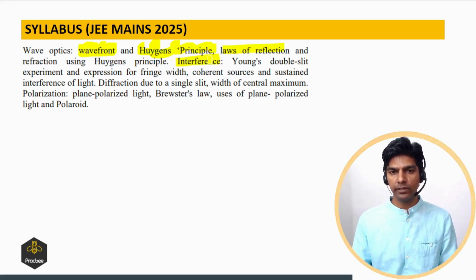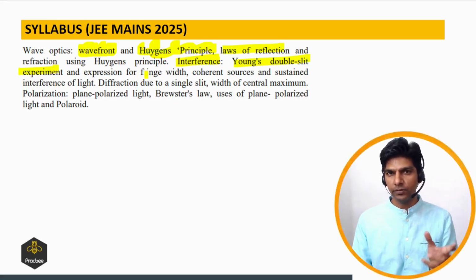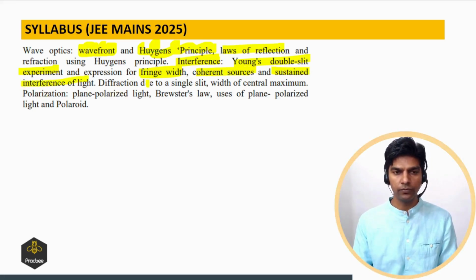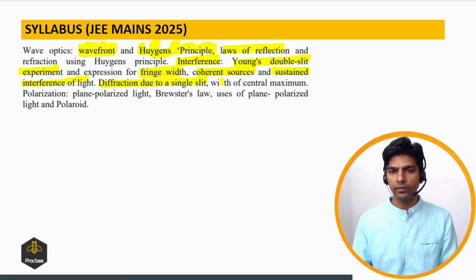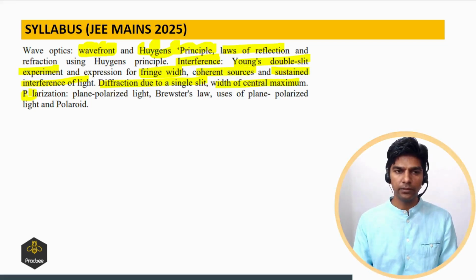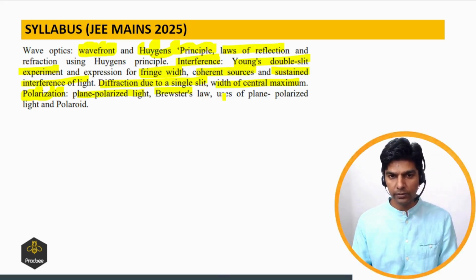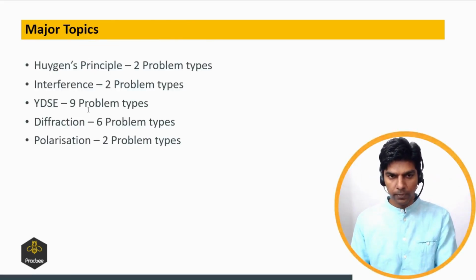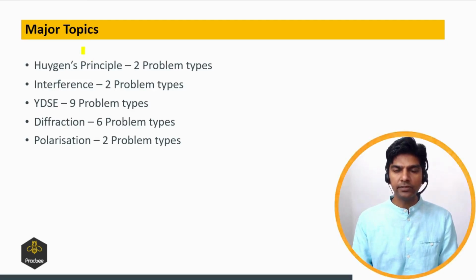In interference, you will study YDSE, Young's double slit experiment, and the different terms associated with YDSE, like fringe width, angular fringe width, then coherent sources, and the sustained interference pattern, which is possible only in case of coherent sources. Then diffraction due to a single slit, the width of the central maxima, then the concept of polarization, what is plane polarized light, Brewster's law, law of Malus, then the uses of plane polarized light and polaroids.